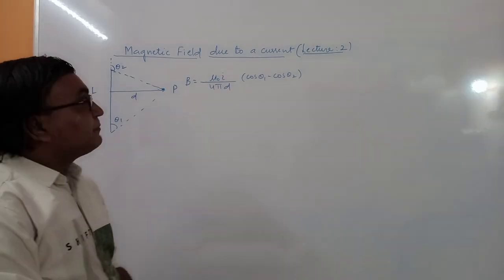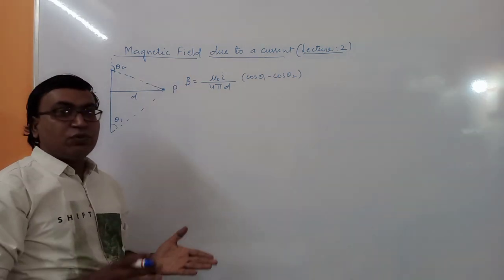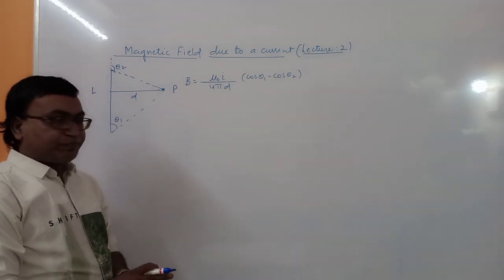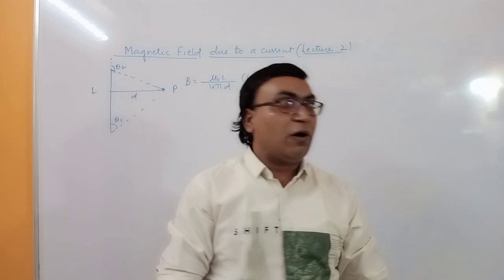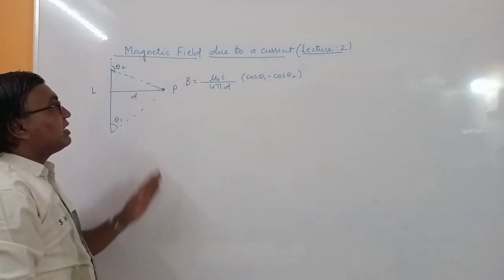Dear students, magnetic field due to a current. Now this is lecture 2. In the earlier lecture we have seen how to calculate the magnetic field due to a straight conductor by using Biot-Savart's law, and we have derived this formula for a straight conductor.